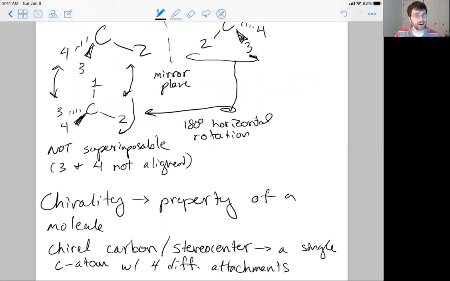But again, the carbon is not chiral. The carbon is considered maybe a chiral carbon, or it is a stereo center, as it's kind of centering in and starting our study of stereochemistry, which is the study of chirality. But we wouldn't say that carbon is chiral. That's not super precise. Sometimes it slips out. But the molecule is chiral as a result of that carbon atom. Again, the molecule is not superimposable on its mirror image.